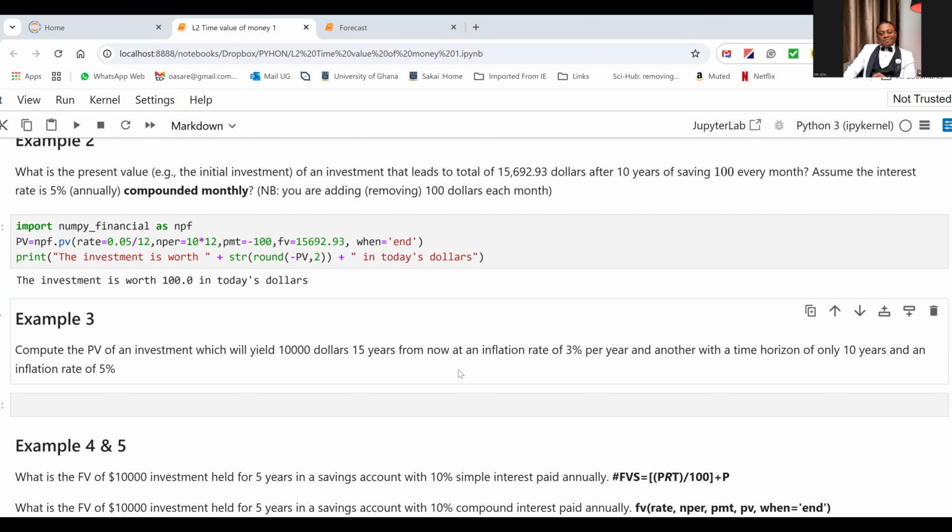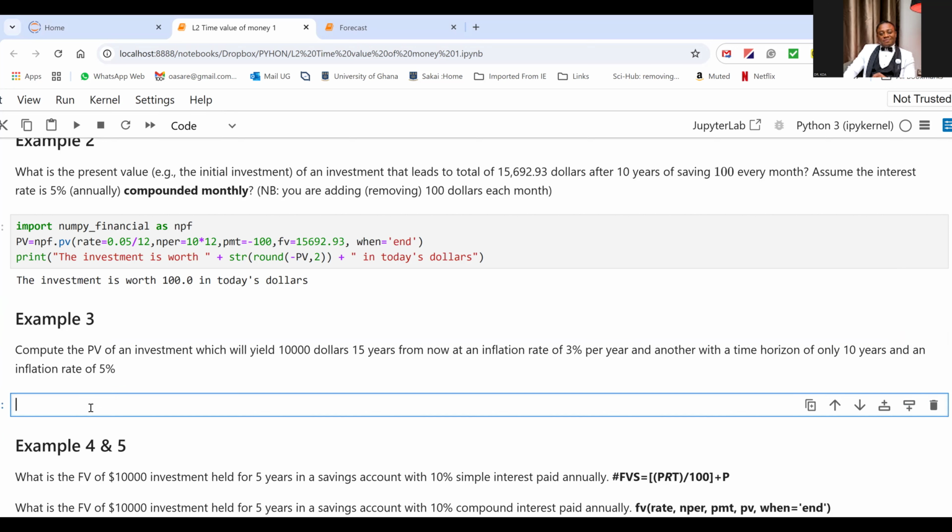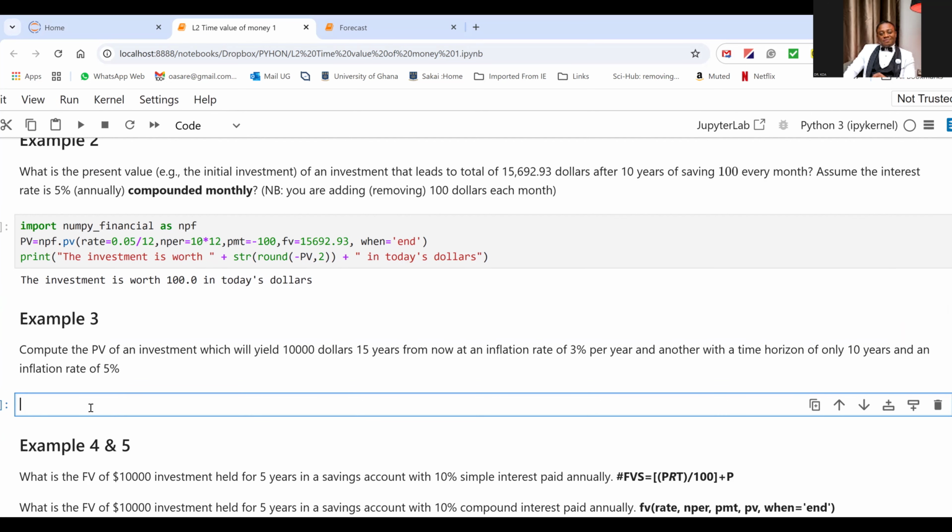You must all remember, you are expecting to get what? $10,000 at the end of 15 years for one of them, and then at the end of 10 years for one of them. What will you get? I just need the first 5 smart answers. When you do for one, just copy it and paste for the other, and you print both. You get the results for both.